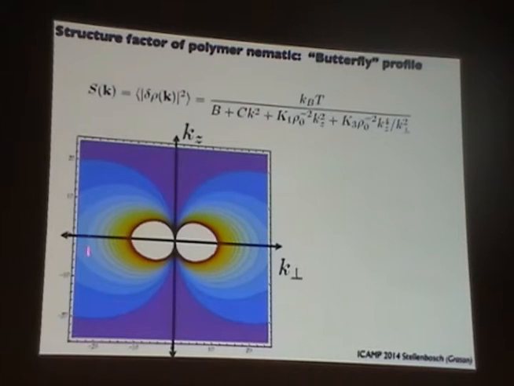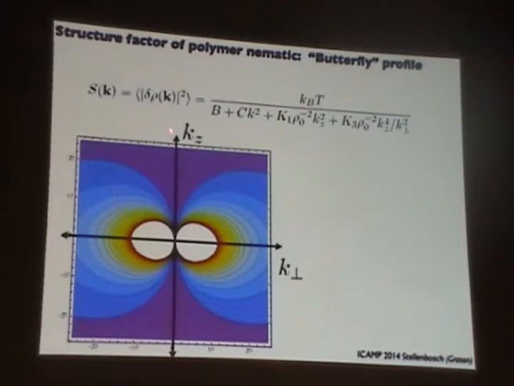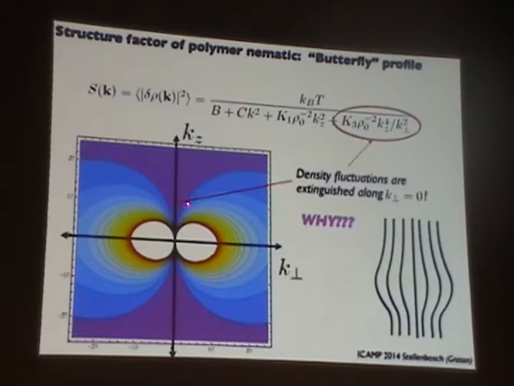If you plot this in Mathematica, which I did, you see this thing called a butterfly pattern. This is the signature of fluctuations of a polymer nematic. Dark purple is where the density fluctuations are 0, and bright colors and white are where density fluctuations are high. So you get very large scattering transverse to the directions along which the molecules are oriented, and density fluctuations are extinguished along this line. Very peculiar. It has to do with the divergence of this term.